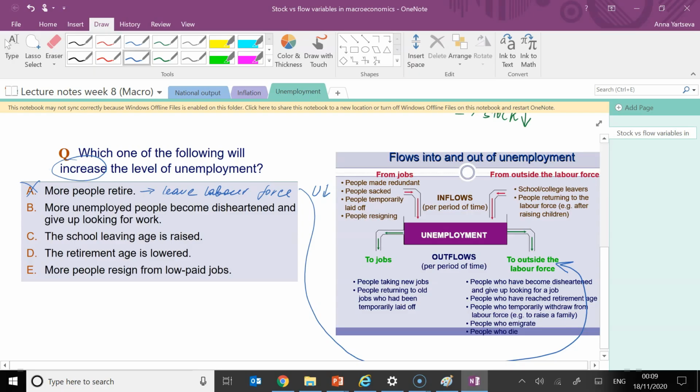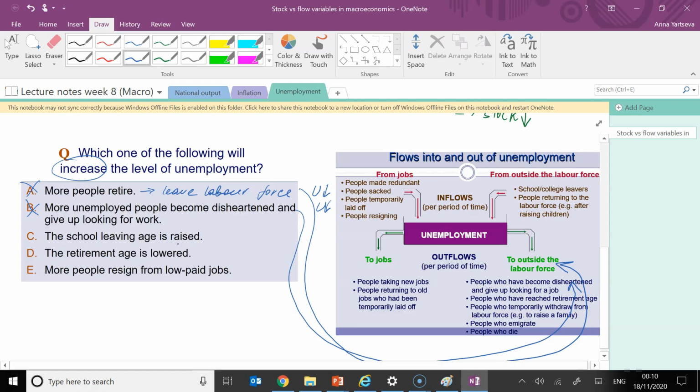Next, option B. More unemployed people become disheartened and give up looking for work. It's actually absolutely the same flow, because when people become disheartened, they give up looking, they stop being unemployed. They won't be counted as people who are prepared and actively looking for a job. So they will reduce the unemployment rate by moving to outside of the labor force as well. So the unemployment rate will go down while people stop looking. Of course, this doesn't mean that they will get a job. This simply means that they stop being officially unemployed.